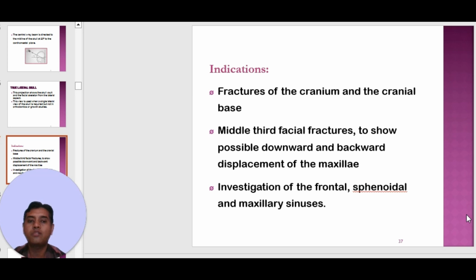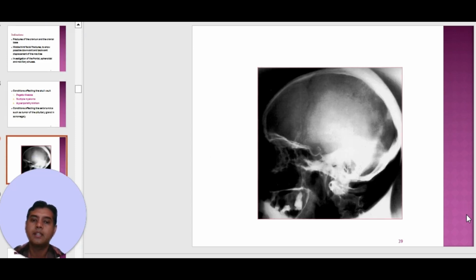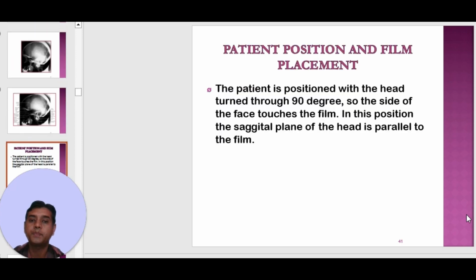Indications: fracture of the cranium and the cranial base; to evaluate middle third facial fractures, to show possible downward and backward displacement of the maxillae; investigation of the frontal, sphenoidal and maxillary sinuses. Conditions affecting the skull vault, such as Paget disease, multiple myeloma, hyperparathyroidism. Conditions affecting the sella turcica, such as tumor of the pituitary gland in acromegaly. This is the resultant image and various landmarks seen.